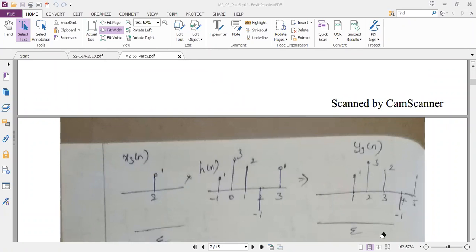Similarly, at n is equal to 2. 4, ma'am. Then at n is equal to 3. 2. Okay, very good. And at n is equal to 4. 0, ma'am. Very good. And at n is equal to 5. 1. Very good.